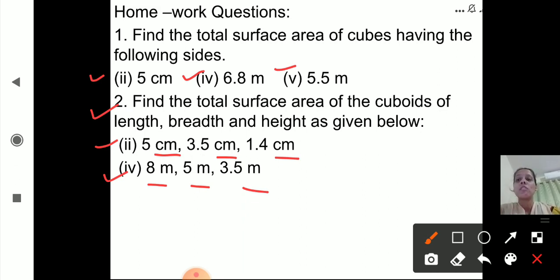Okay. And here also same, sides are given. For the first question sides are given. Just write down the formula total surface area of cube. Put the value, you will get the answer. Okay. I hope you are clear with this.